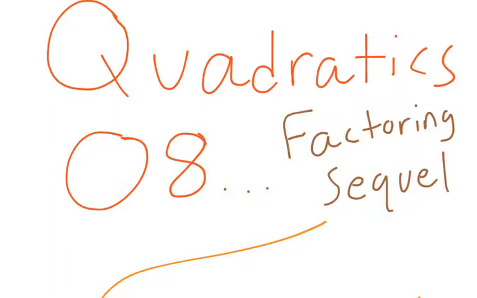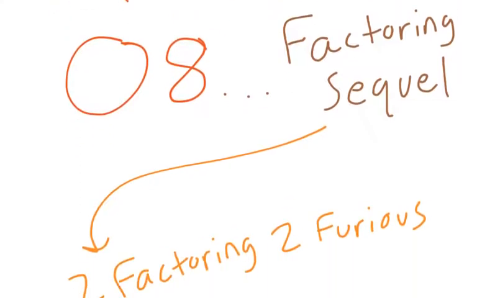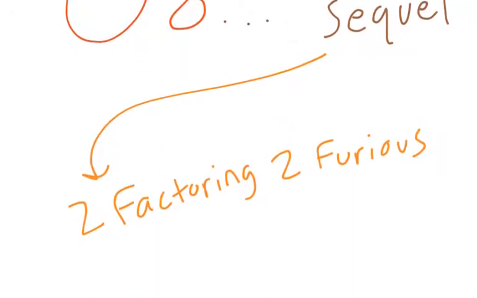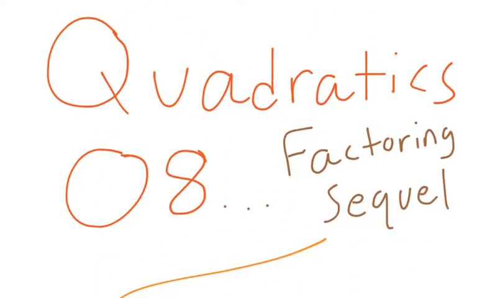So anyways, we are now into factoring again. We did some in class. This is going to be the factoring sequel. Inside joke, or a little small joke, two factoring, two furious. But anyways, that was pretty stupid.